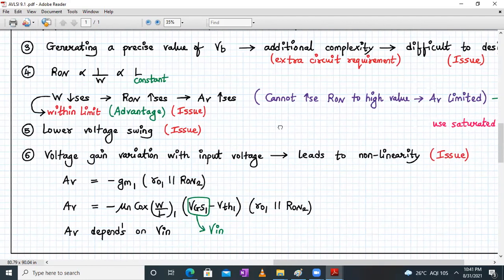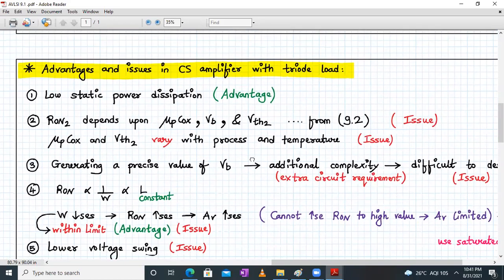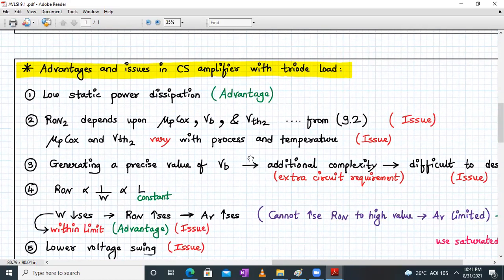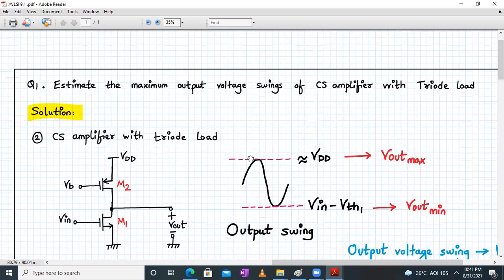Okay, so I guess we have come to the end of this session. Today we started with a common source amplifier with triode load. We derived its small signal voltage gain expression, and we saw its biasing condition. We also determined the output voltage swing, and at the last we also saw the advantages and problems of the common source amplifier with triode load. Okay, so that is all for this session.